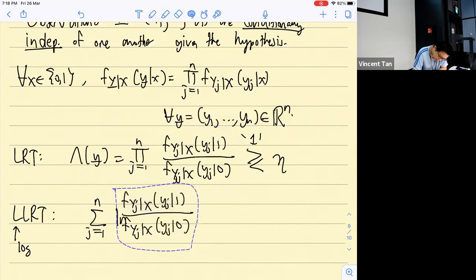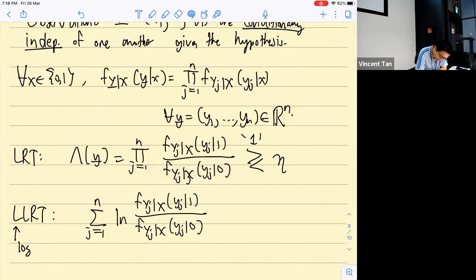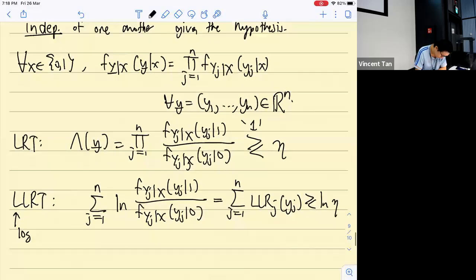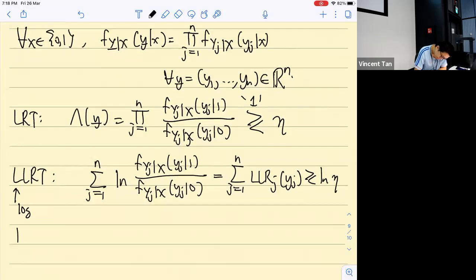Okay. Usually the log is much nicer to deal with. And then we compare that to, we can write this as equal to the sum over j running from 1 to n of the log likelihood ratio evaluated at yj, compared to log eta. Okay. In addition, here I've done nothing except to take the logs and to make use of conditional independence.